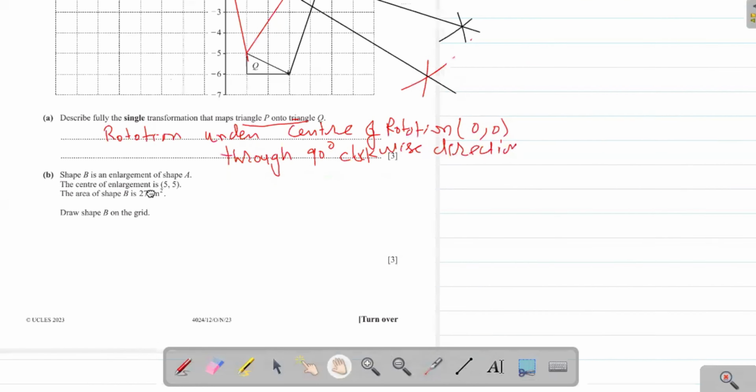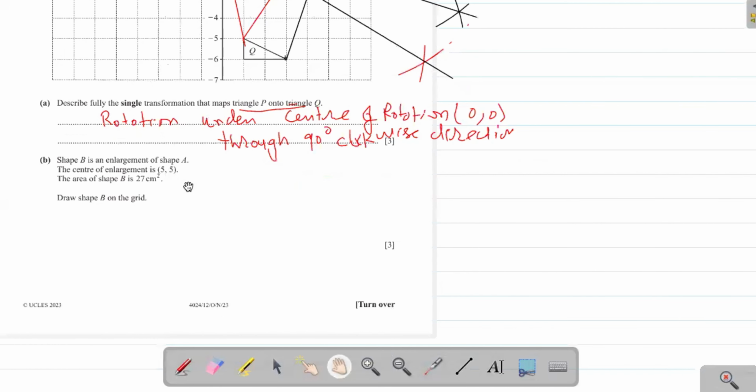In part B, shape B is an enlargement of shape A. The center of enlargement is (5, 5). The area of shape B is 27 centimeters squared. Draw shape B on the grid. Firstly, we will find the scale factor of this enlargement.